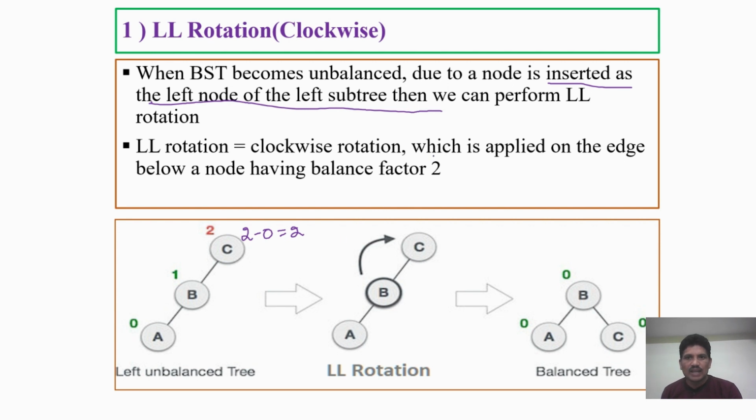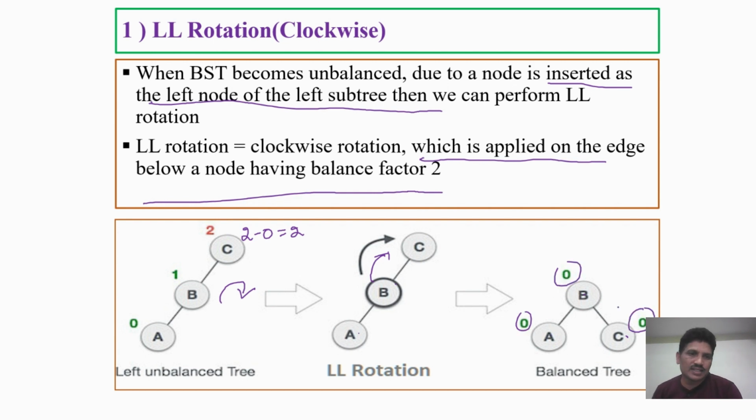It is a clockwise rotation applied on the edge of the node below the one having balance factor 2. Because here we can perform the LL operation, we should rotate it to the right. When it is rotated to the right, node B becomes the root node. A would be the left child of B. C would be the right child of B. Then the resultant tree is a balanced tree. A, B, C. Here the balance factor is 0. Here the balance factor is 0. Here the balance factor is 0.